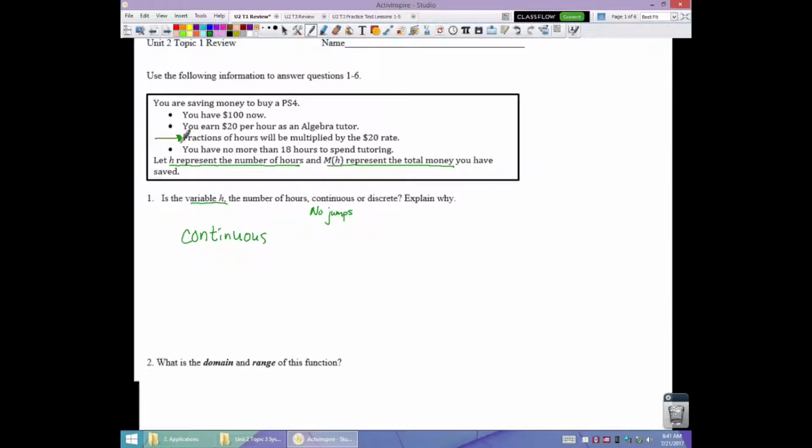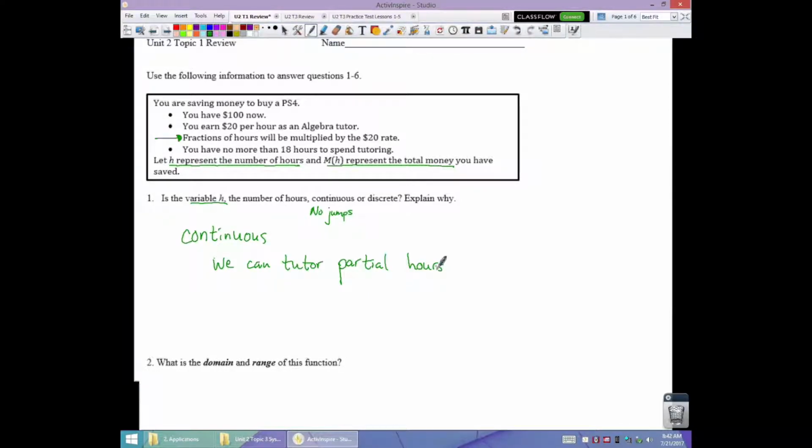So what that's telling us is we do not have to tutor for an entire 1 hour at a time. We can tutor parts of hours or partial hours. So what is the domain and the range?